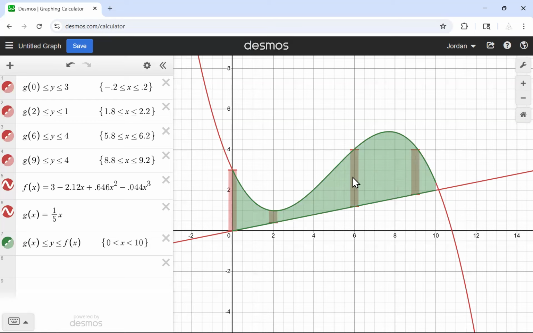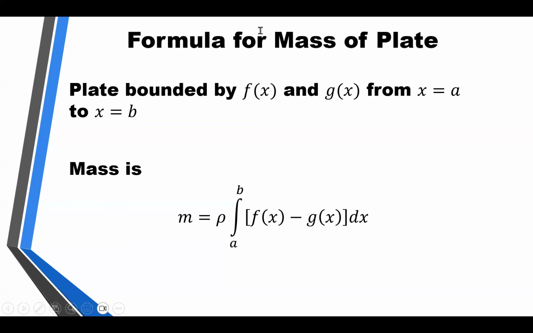So moments, again, about the x-axis, are the midway point of the rectangle times the length of the rectangle. About the y-axis, it's the length of the rectangle times how far in the x direction we go, which is just an x value. And then the mass is just the area of this object. So summing up a bunch of rectangles gives you the integration. So that's where all these formulas come from.